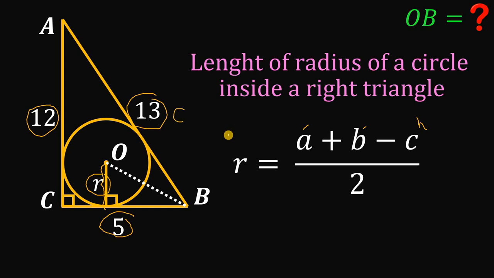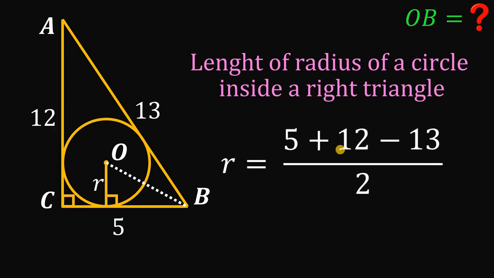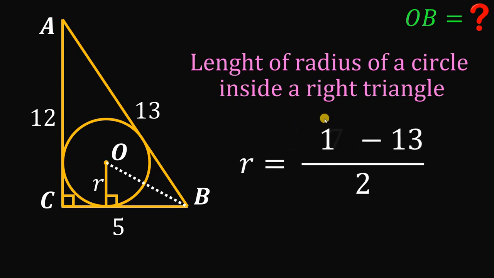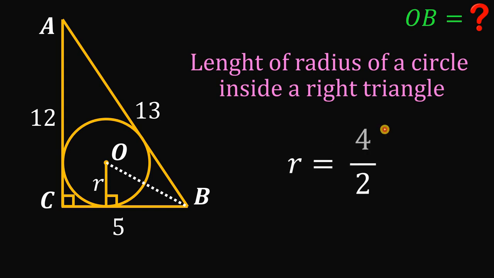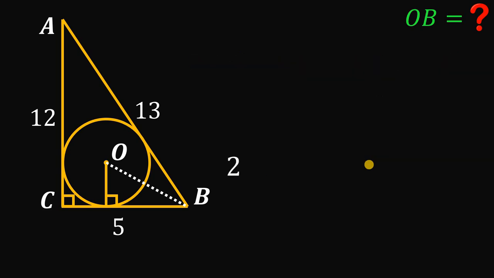Now, let's substitute all this. We have 5 plus 12 minus 13 over 2. That is the length of the inradius of this circle. 5 plus 12 is 17. 17 minus 13 is just 4. And 4 divided by 2 gives us 2. So, we can say that the length of the radius of the circle inside of this right triangle is equal to 2 units. Now, we are almost done.